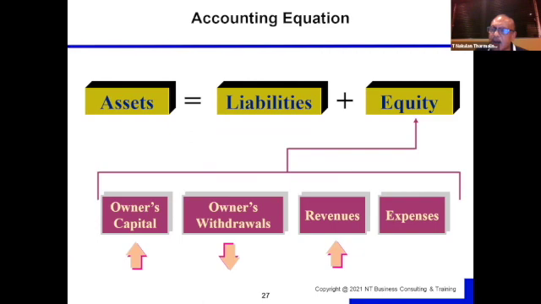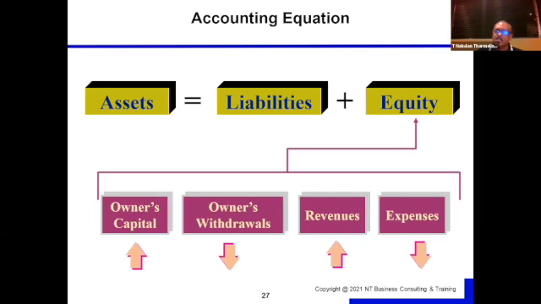If you have revenues coming into your business, equity will go up. If you have expenses, equity will go down. So what is the net of revenue minus expense? You either get a profit or a loss. If you have a profit, equity will go up. If you have a loss, your equity will come down, which is your capital. So your equity is being impacted by all these scenarios.